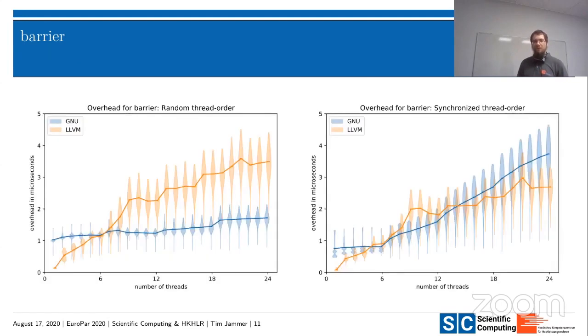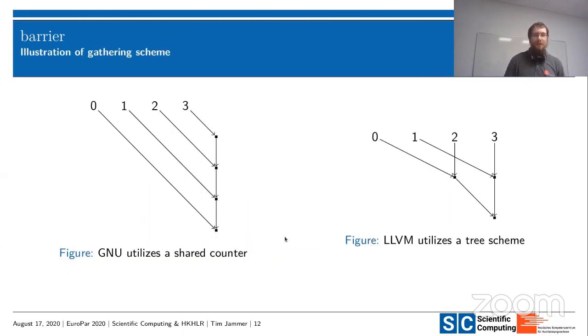But apparently the GNU implementation works very well if there is a small delay between the threads arriving at the barrier. So imagine that thread 0 is the last thread arriving at the barrier.